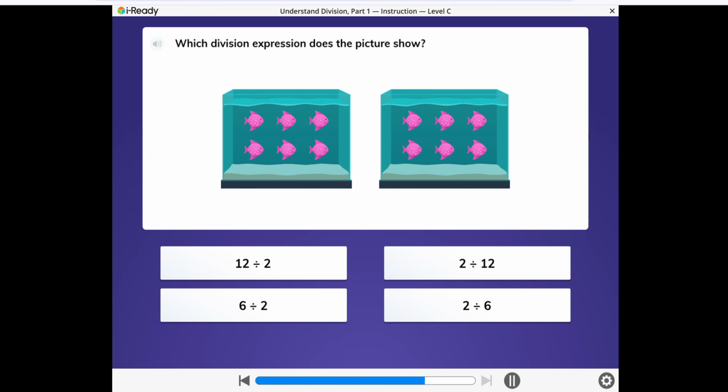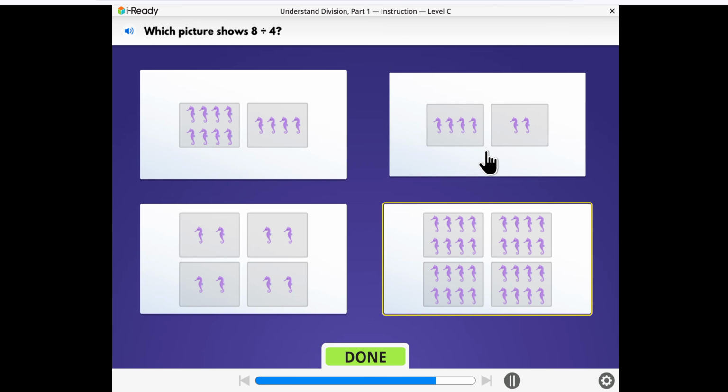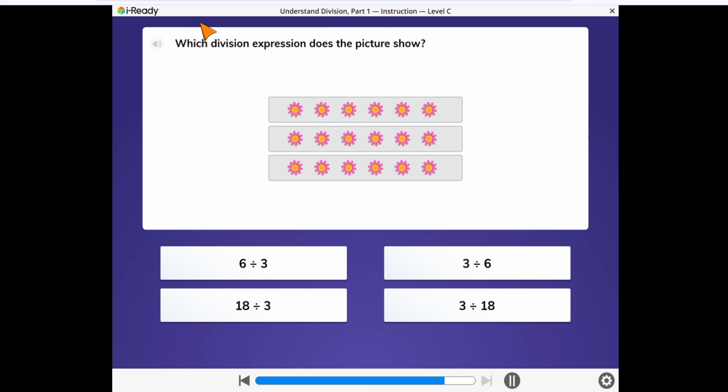Which division expression does the picture show? 12 divided by 2. Which picture shows 8 divided by 4? How am I supposed to know? 1, 2, 3, 4, 5, 6, 7, 8. Okay, so it's this. 8 divided by 4 equals, I'm almost done.